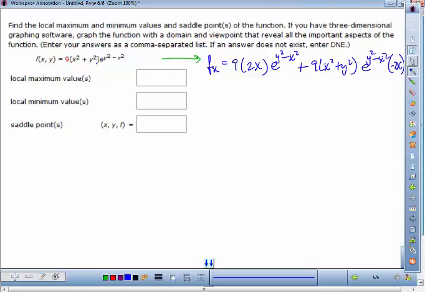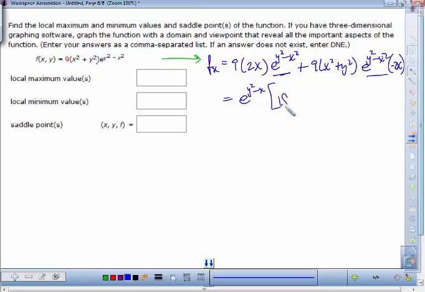Now, usually when I ask for derivatives, I don't care to simplify it, but I'm looking forward, not looking forward to it, but I'm looking forward in that we're going to need to find the second derivative, so it might be nice to simplify this. So I think the way I can simplify this is factor out an e to the y squared minus x squared. That's common to all those terms.